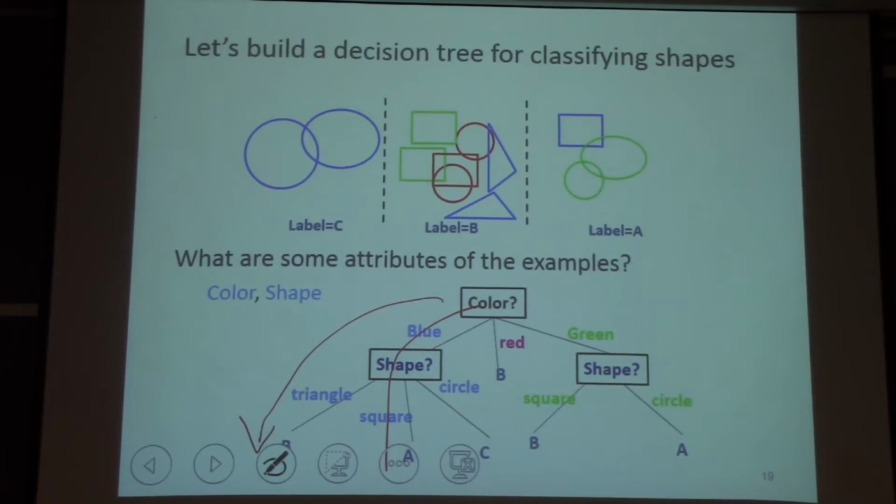Because everything that's red is B, according to this data. And for green, you can again ask the question of shape and you can classify it into two parts, square and circle, and follow the path. Yes? For this one, we chose color arbitrarily first and then shapes. Is there one way to determine which one should be sorted first?